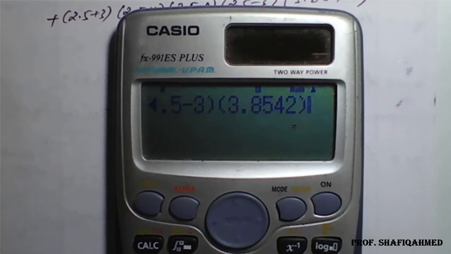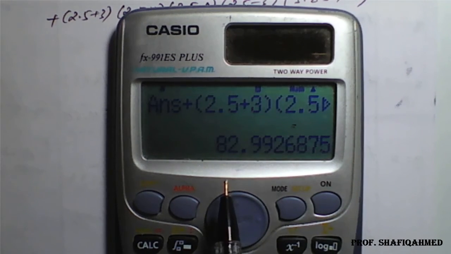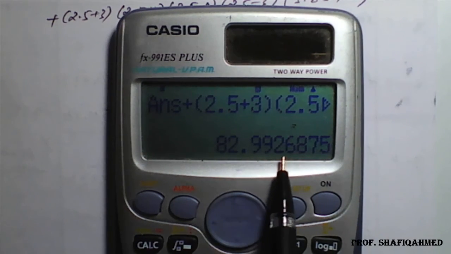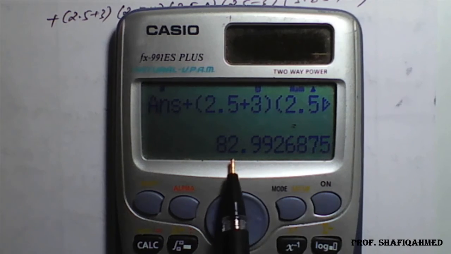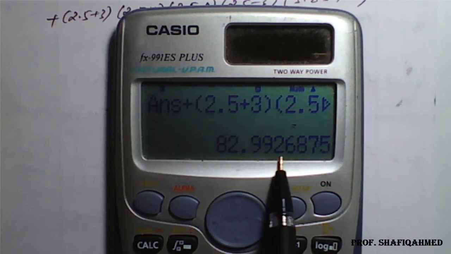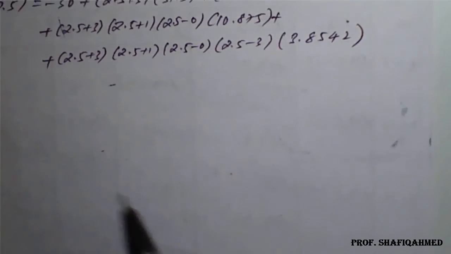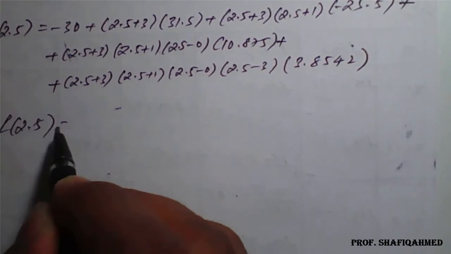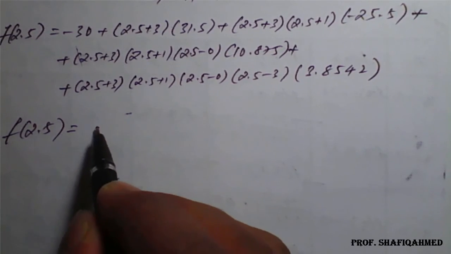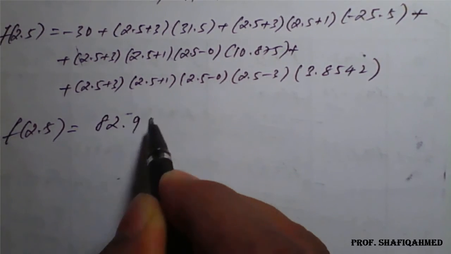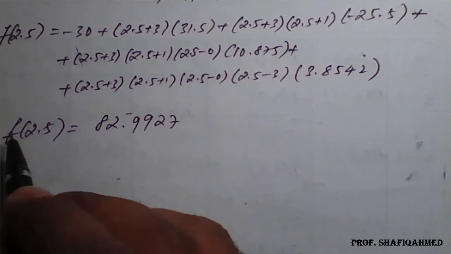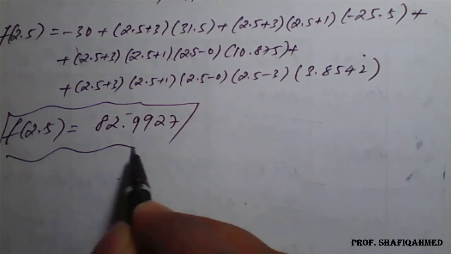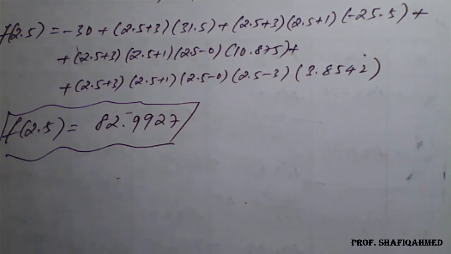So you can see here equal to, we got 82.99268, so we'll take up to 4 decimal places, 82.9927. So f of 2.5 will be 82.9927. So in this way we need to calculate a problem based on this Newton divided difference.